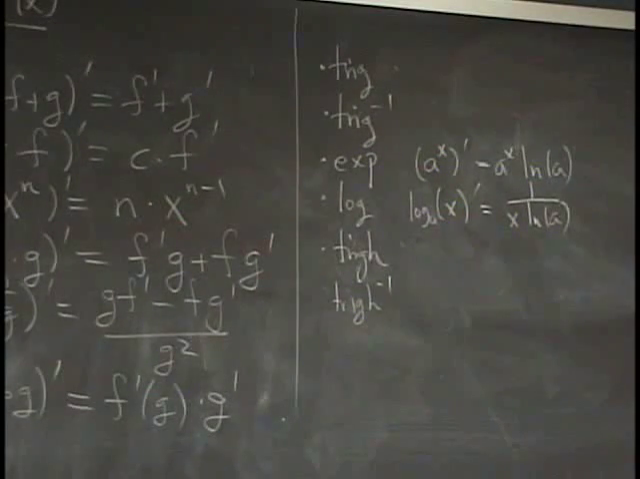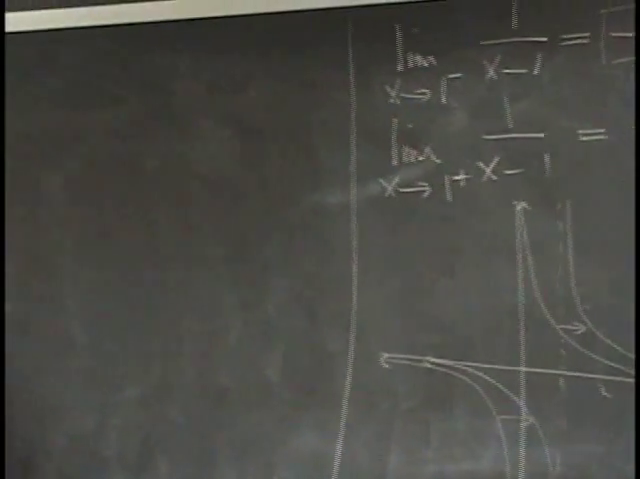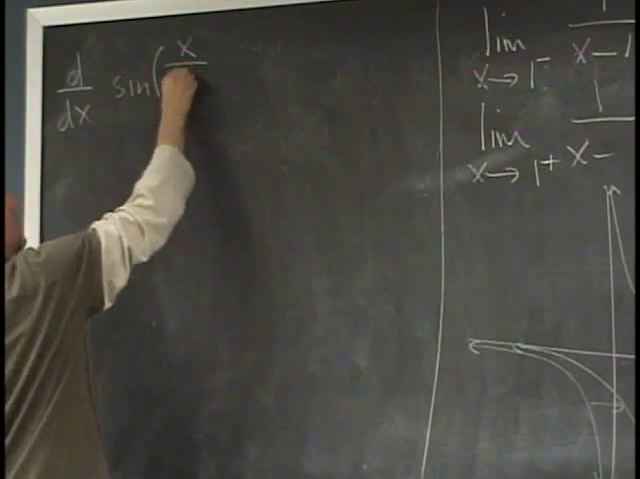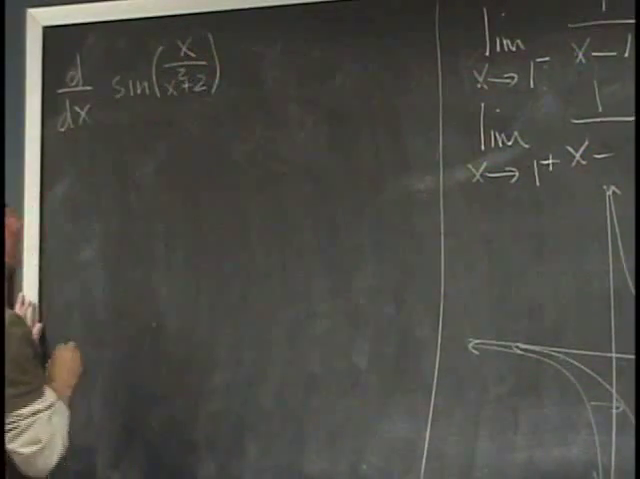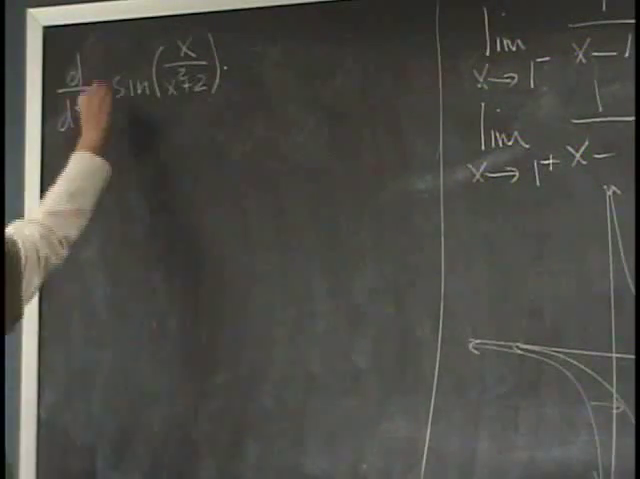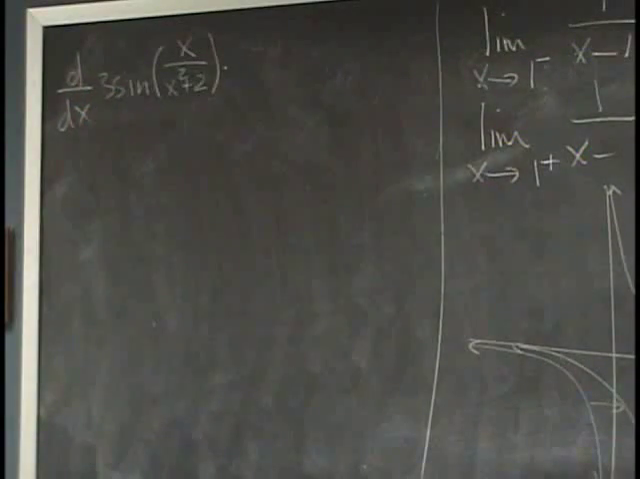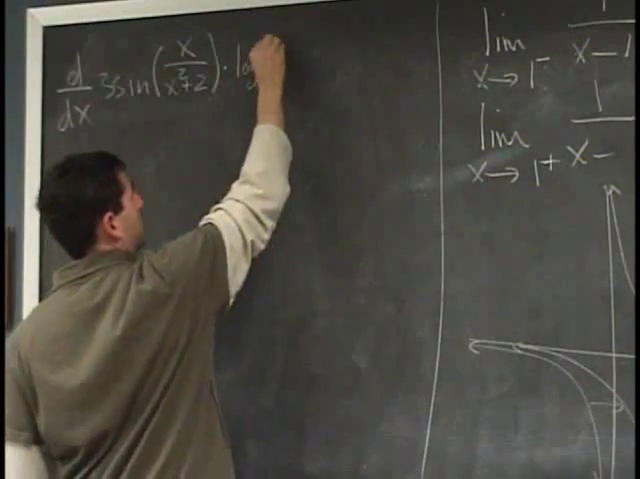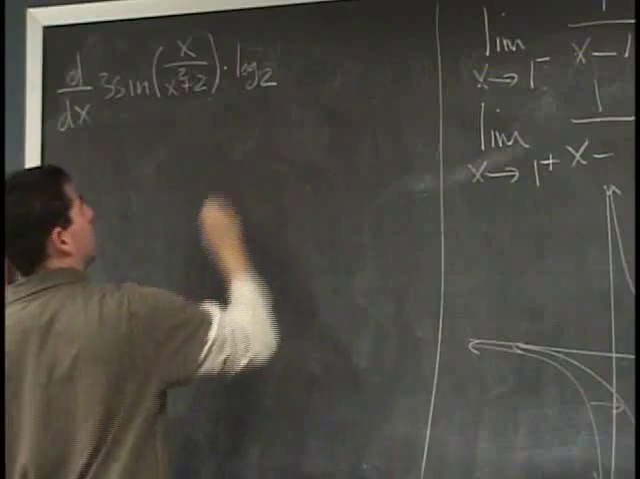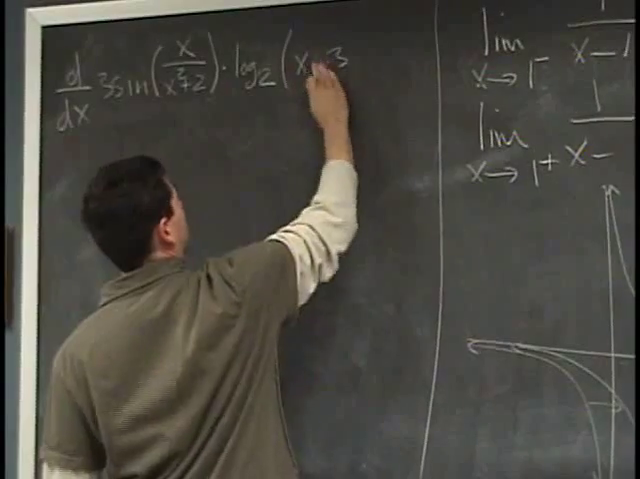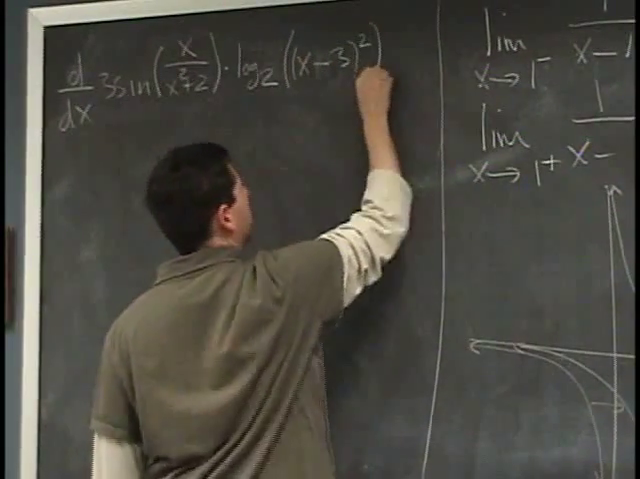Okay, so let's try to compute the following derivative. How about sine of x over x squared plus 2, times, let's see, let's put a 3 here. How about log base, I like 2. Log base 2 of (x minus 3) squared.